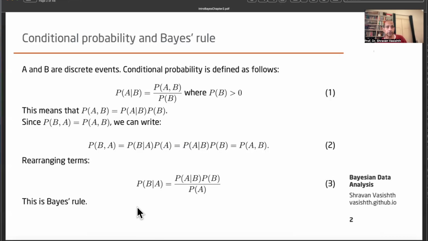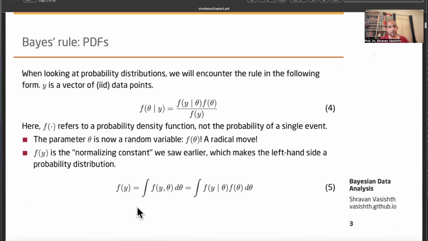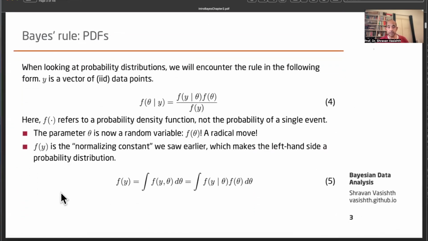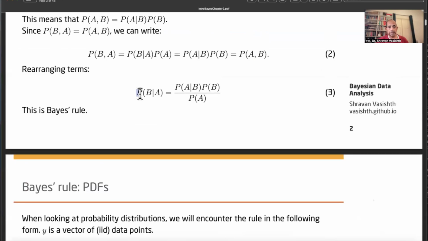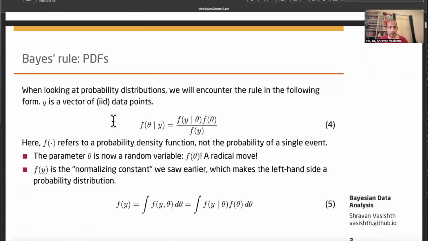This equation that I'm showing you here is specifically with reference to discrete events. So I was talking about discrete events A and B, but we can use the same equation to talk about probability distributions, right? So what we're looking at here in equation 4 is exactly Bayes' rule, but instead of talking about the probabilities of discrete events, we are talking about probability distributions here. So that's why I've switched from using capital P, which stands for probability, and I've started using F, which stands for probability density function.